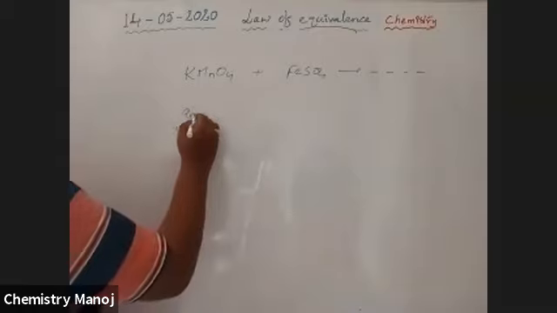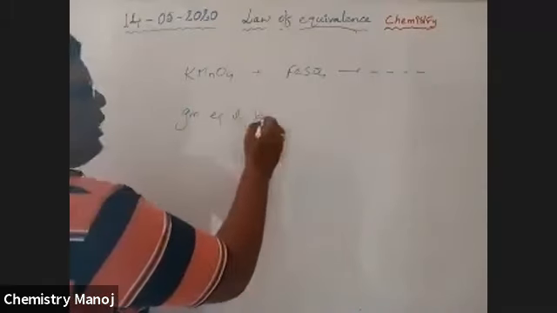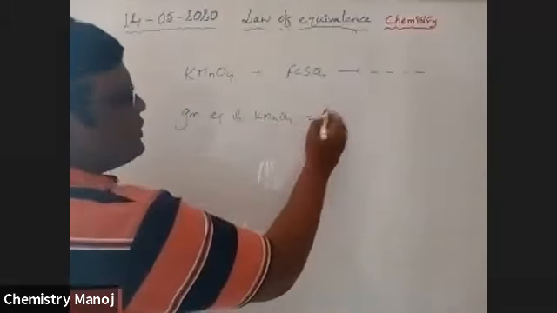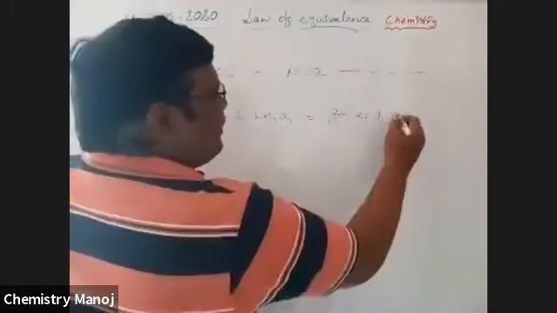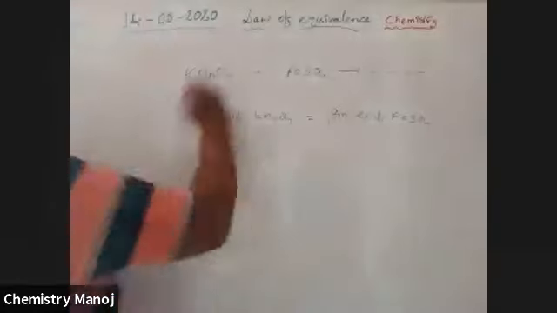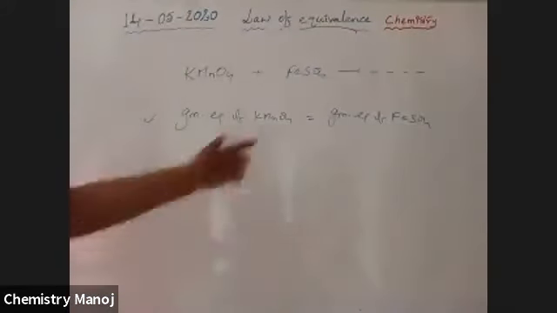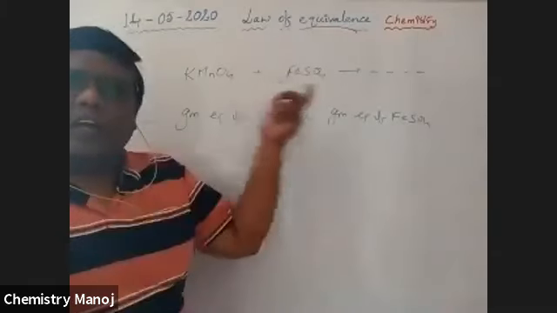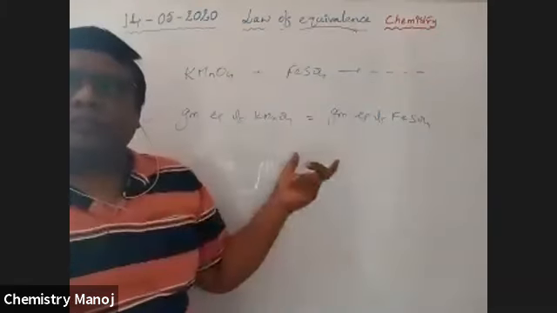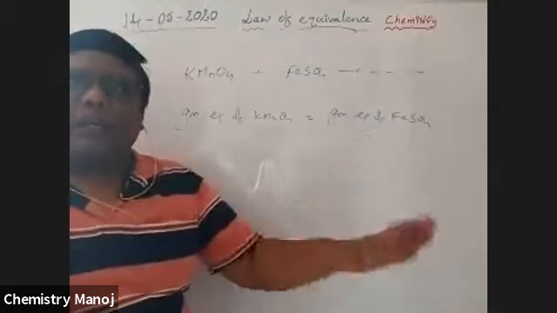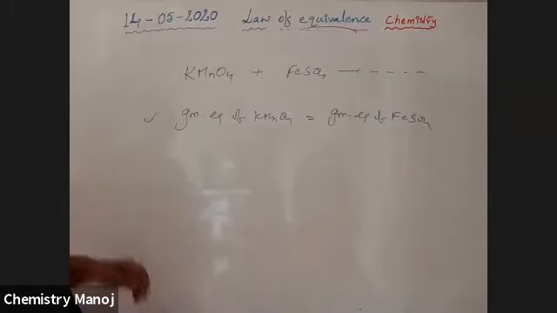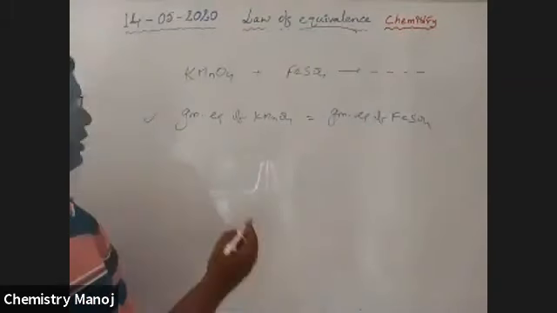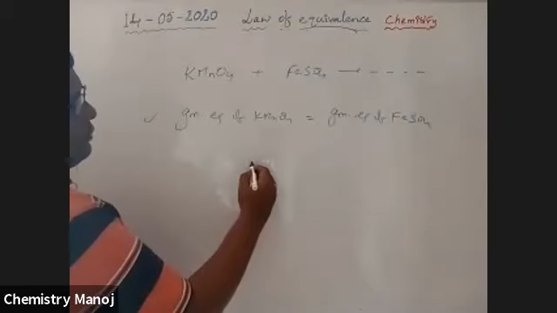Now, gram equivalents of KMnO4 is equal to gram equivalents of FeSO4. We directly write this because of the law of equivalence. Whenever two chemicals react, their gram equivalents are equal. That's enough. Okay, so see once again, gram equivalents of KMnO4.